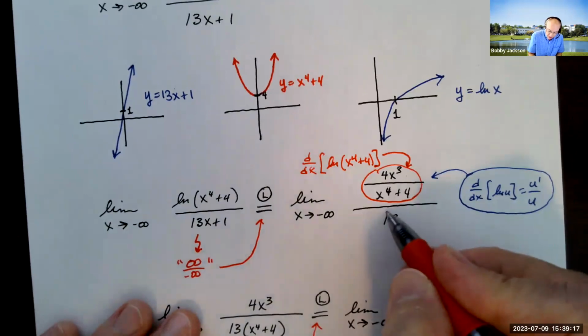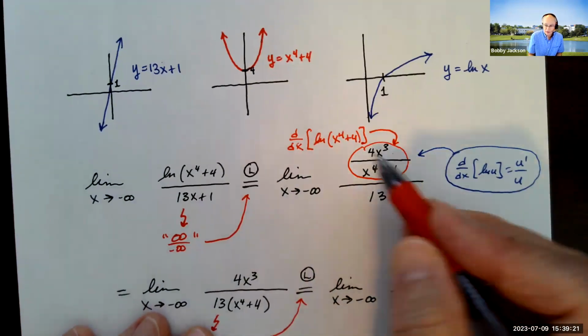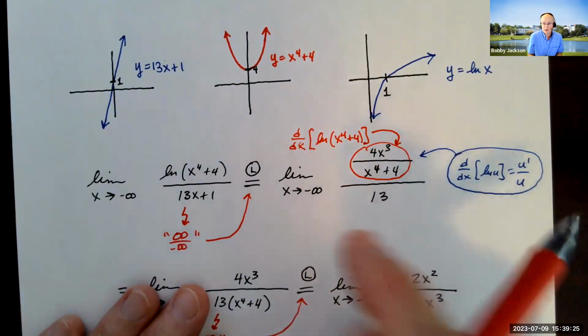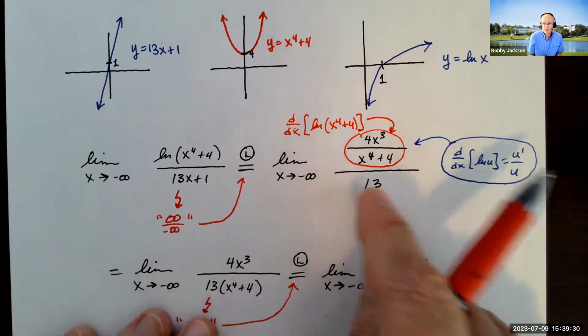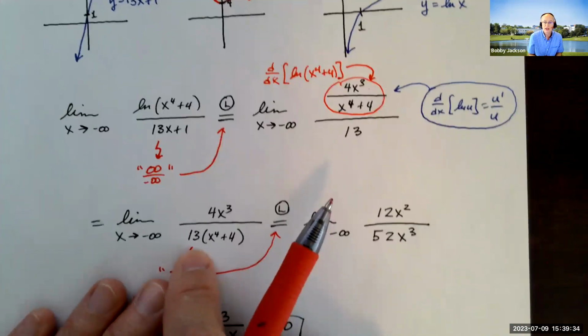Okay, and this is the derivative of 13x plus 1. So now the limit of this expression is the same as the limit of this expression, provided this limit exists. So we still got some work to do. Let's simplify, right? Dividing by 13 is the same as multiplying by 1/13. So we'll multiply the numerator by 1/13 and we get this.